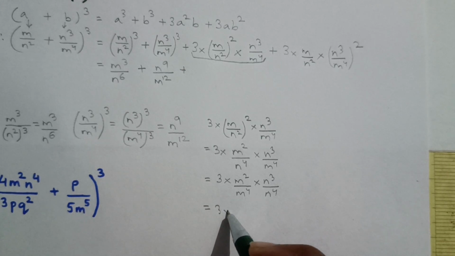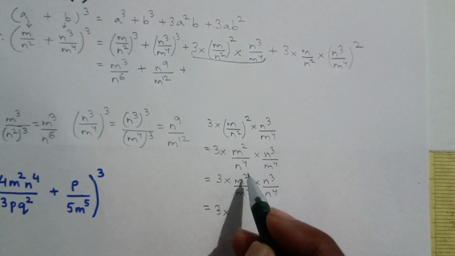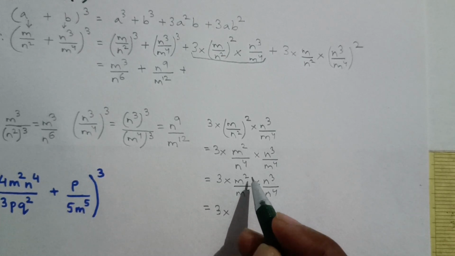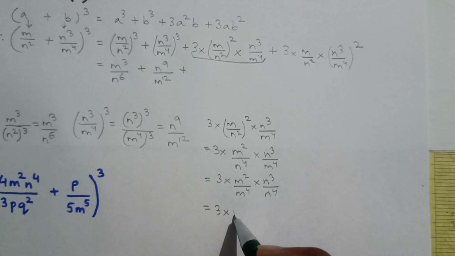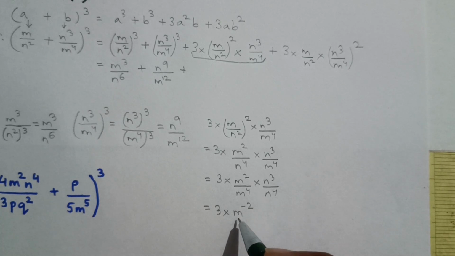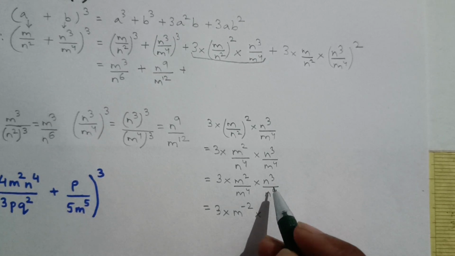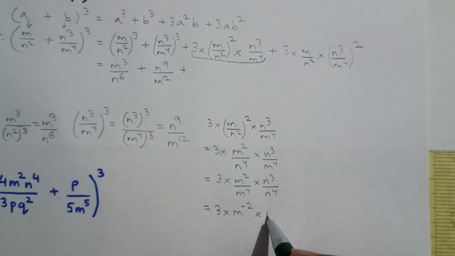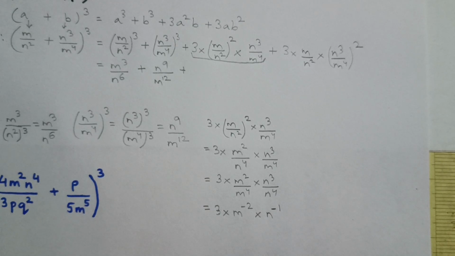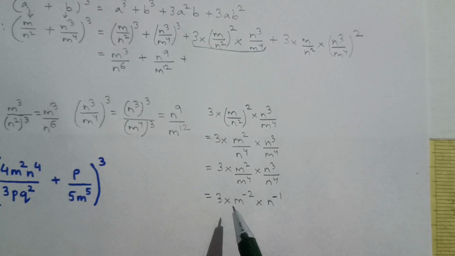So 3 into m square upon m to the power 4. Use your knowledge of exponents. So this will be m to the power 2 minus 4. 2 minus 4 is minus 2. So m to the power minus 2 into n cube upon n to the power 4. N cube upon n to the power 4 is n to the power 3 minus 4. 3 minus 4 is minus 1. So 3 into m to the power minus 2 into n to the power minus 1.